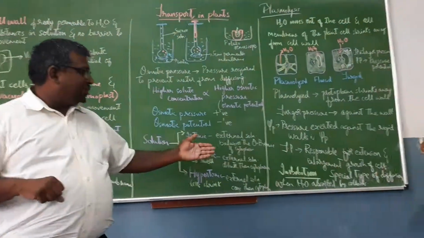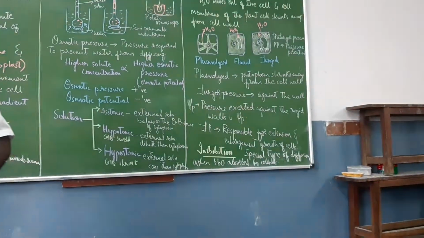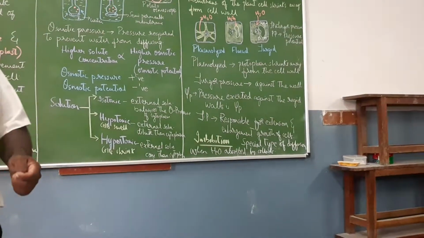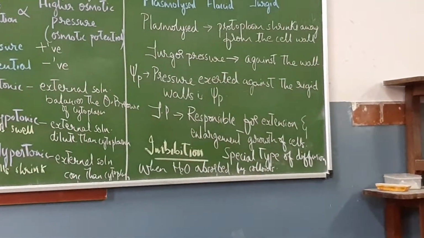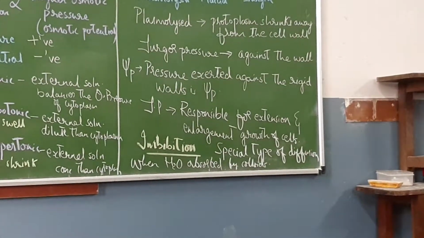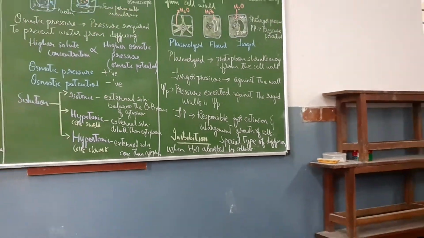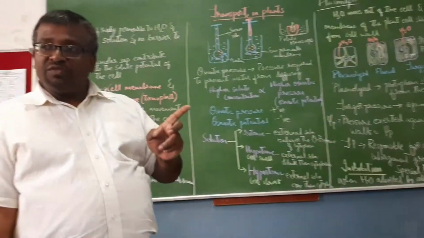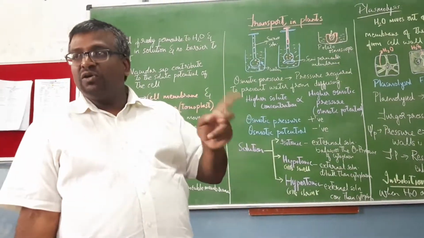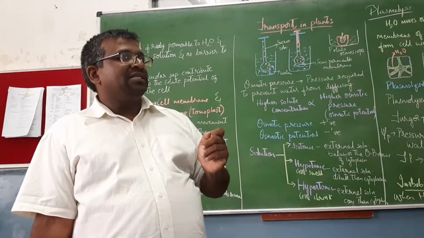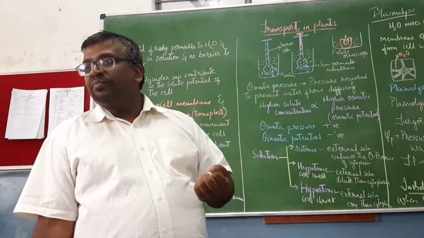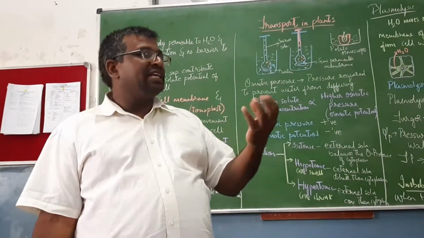So the last concept for today that we'll discuss about is imbibition. I have already told you. Imbibition is the process of adsorption of water by colloidal substances followed by absorption of water. So an example for that is dry wood. They are going to absorb water and increase in volume.